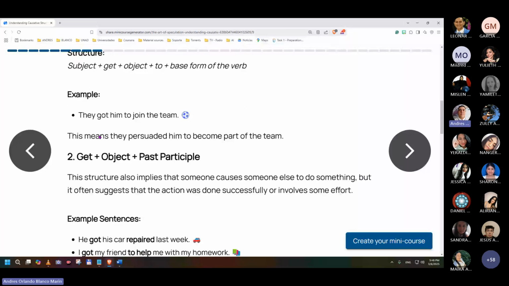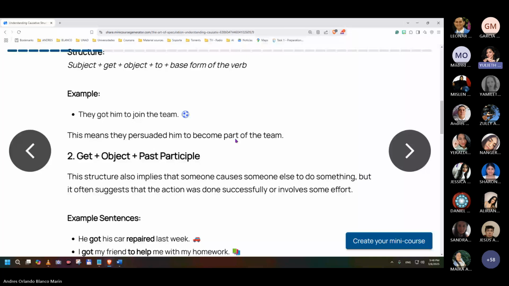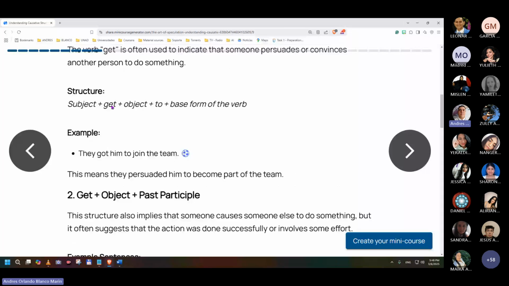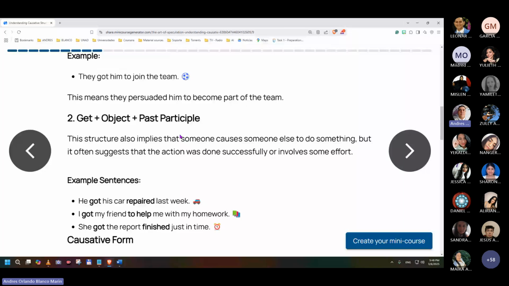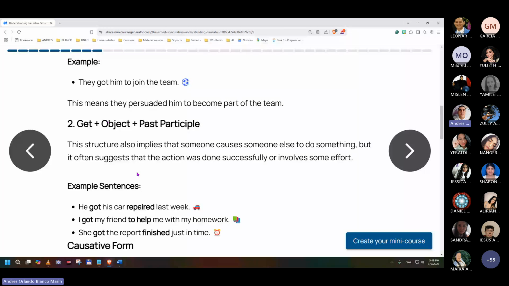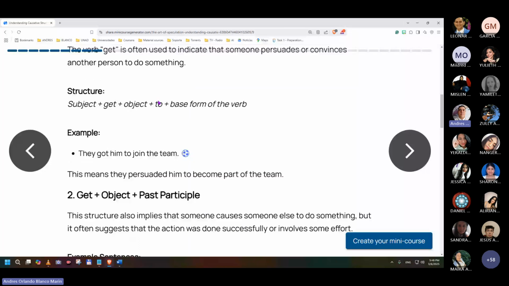So "they got him to join the team" means that they persuaded him to become part of the team. You can use get with the base form of the verb or with the past participle. If you're going to use the past participle, you don't need the particle to. This particle to is only present when you have the base form of the verb.